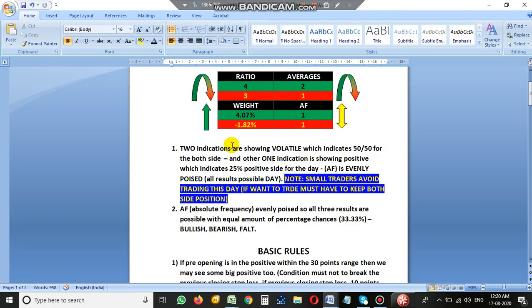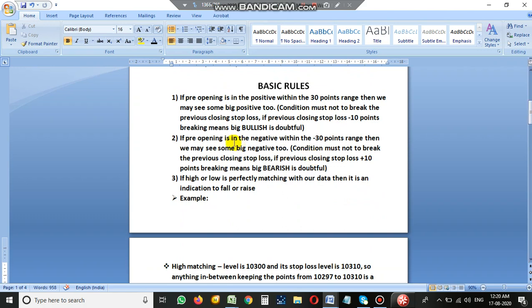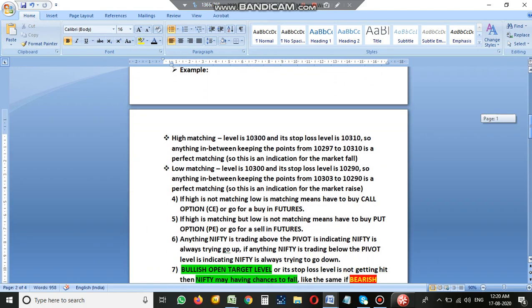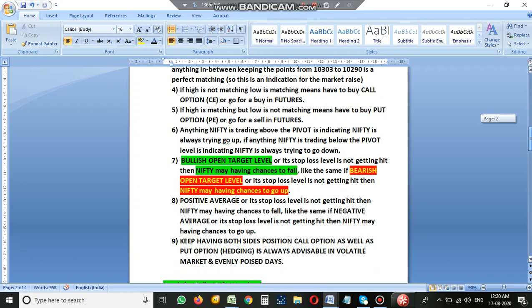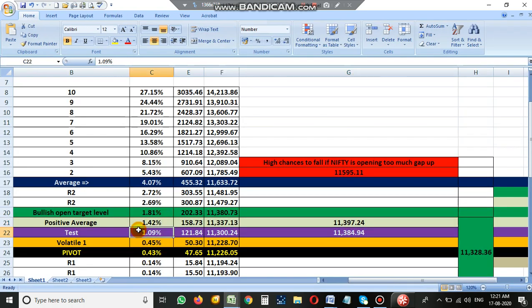On the other hand, the other data which indicates bullish clearly shows, but this one indication is giving a hint it might go negative as well, if the pre-open and other parameters are matching. So it might go bearish too. What are those points? The first point is, if the pre-open is within the range of 30 points to 0, we already saw that. The second point is that if anything breaks the bearish open target level, it might go towards extremely bearish.